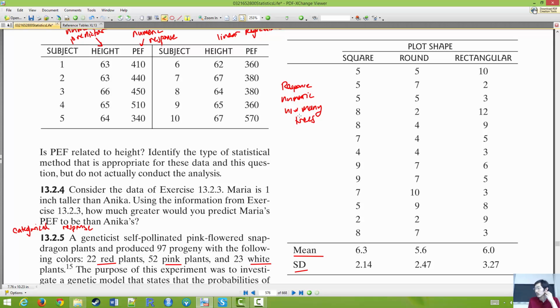Okay? And our predictor, quote unquote predictor, is our grouping variable, and how many do we have? A categorical grouping variable with 3 categories, right? You can have round, square, and rectangular. So 3 categories, numeric response. What is the appropriate test? I'm sorry? Yeah, ANOVA. We would do ANOVA. ANOVA would be the appropriate test to use here.